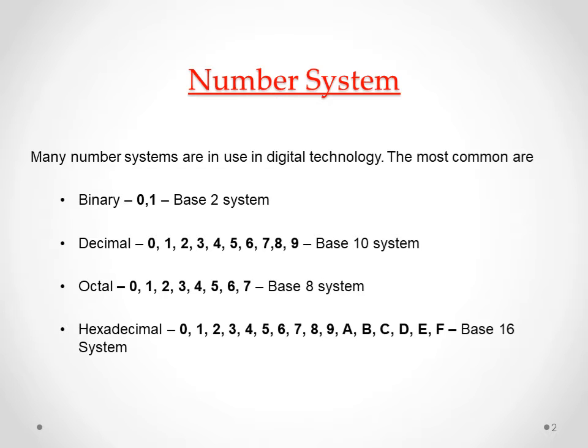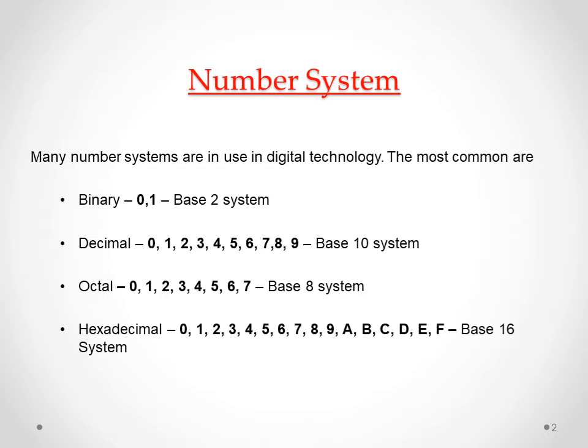The binary has two digits, that is 0 and 1, so it is called a base 2 system. The decimal has 0 to 9, so the total numbers in decimal is 10, so we call it a base 10 system. Octal has 0 to 7, the total number present in octal is 8, so we call it a base 8 system.